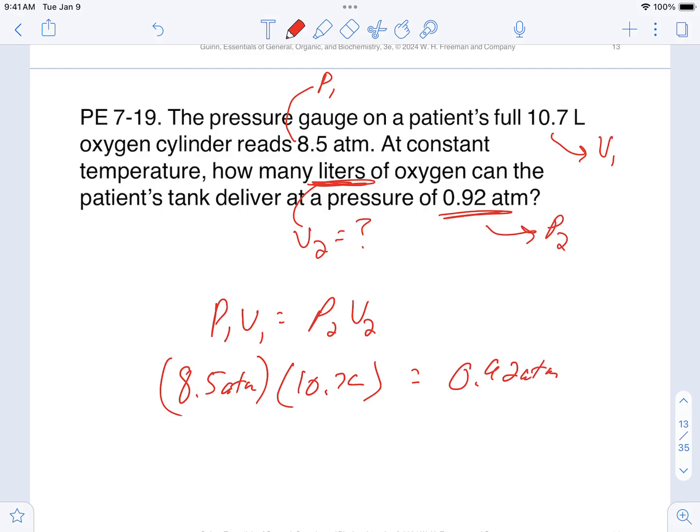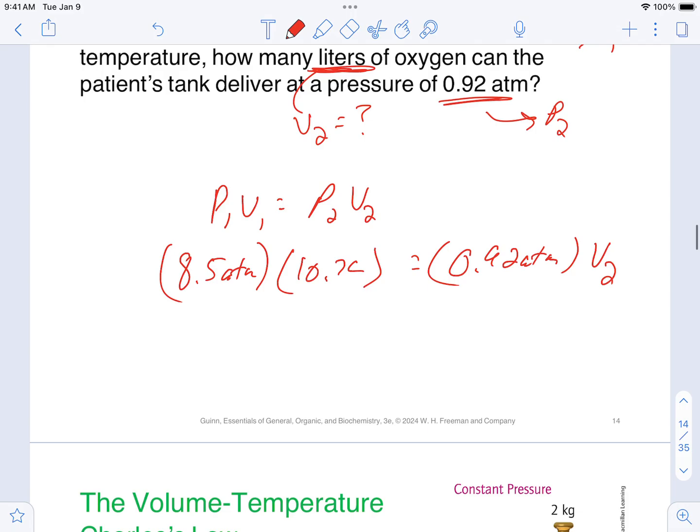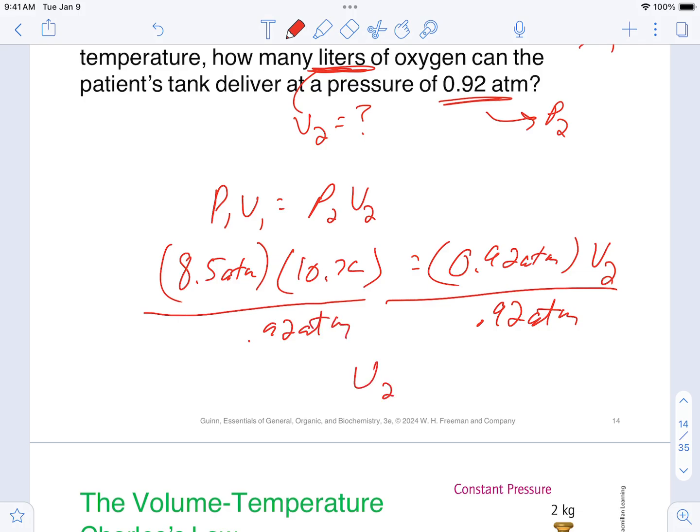Notice my pressure is in ATM both times, so I don't have to worry about converting anything there. And I'm just dividing both sides by 0.92. And my V2 equals 84 liters.